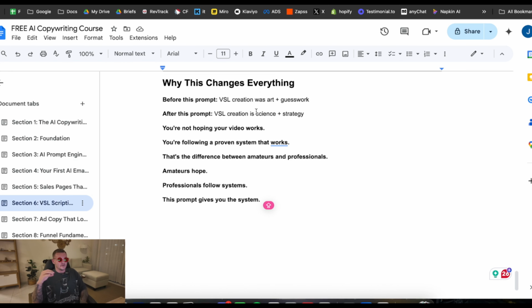Before this prompt, VSL creation, you had to kind of guess it, and now it's just a science and a strategy. You can just plug this in and you're not hoping that it's going to work because you're following a system that has already worked.